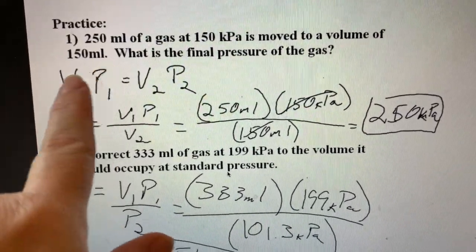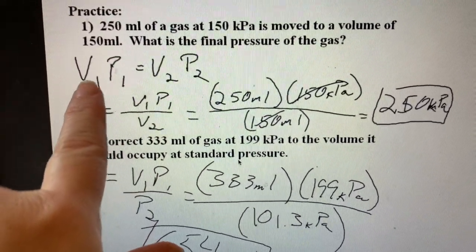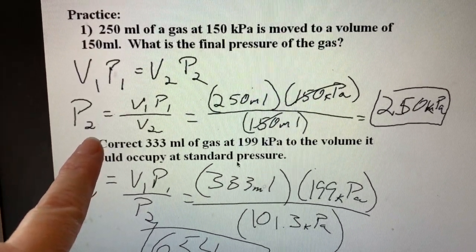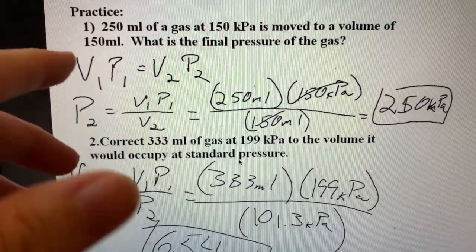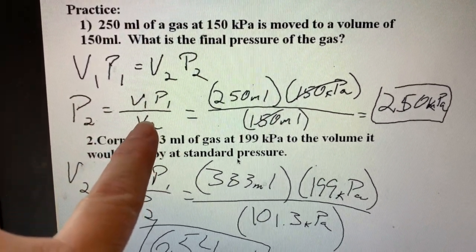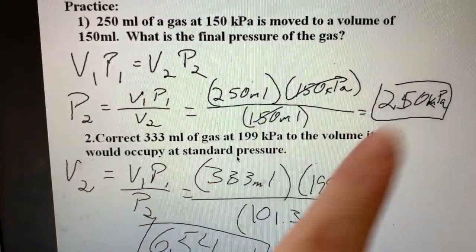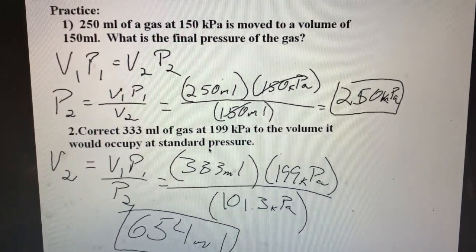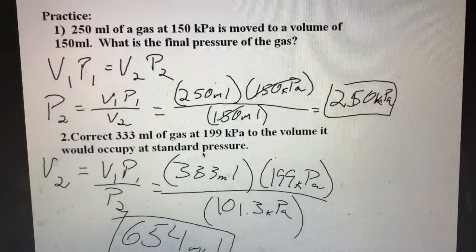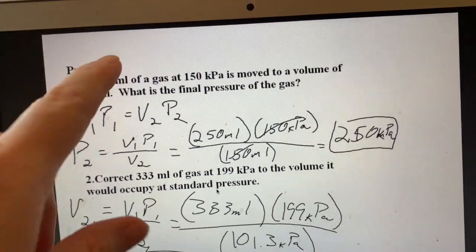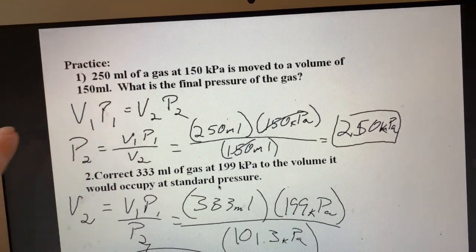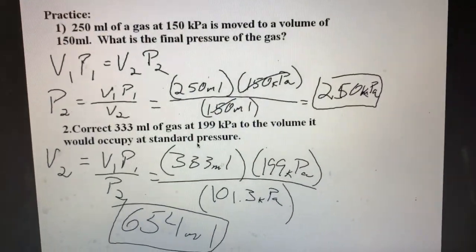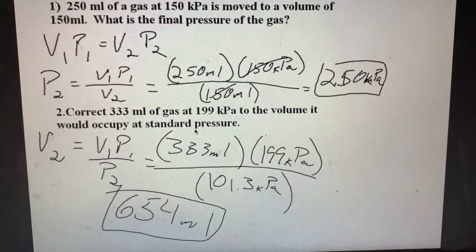So this is my Boyle's law equation, V1 P1 is equal to V2 P2. I like to do my algebra first before I put my numbers in, but that's really up to you. P2 is then going to be equal to V1 P1 over V2. When you do this, and I made the math easy on this one, the answer ends up being 250 kilopascals. A couple things when it comes to these problems: make sure that your units match up. Milliliters and milliliters, great. Kilopascals is the pressure we put in, so kilopascals is the unit of the answer. Always remember you must have units.